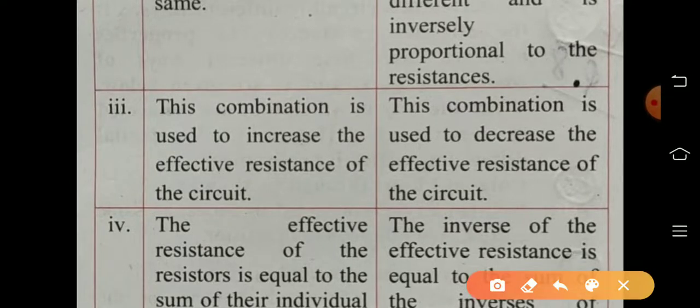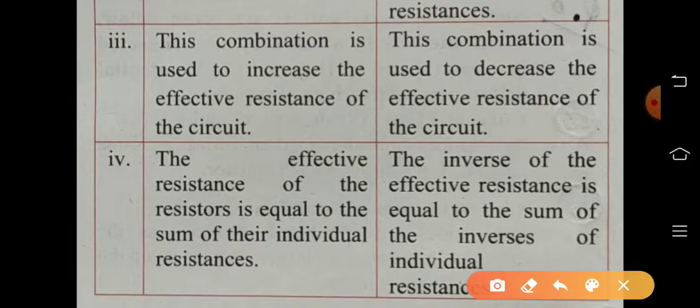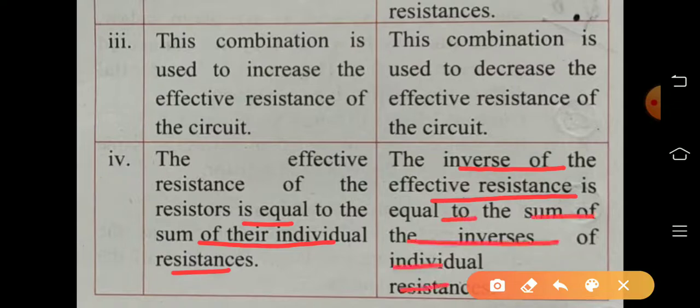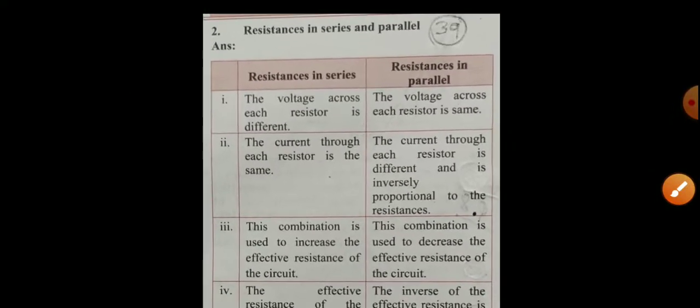Third point is given: what is the use of this combination? In series, to increase the effective resistance of the circuit, and here on the right hand side, to decrease the effective resistance of the circuit. Fourth point: the effective resistance of resistors in series is equal to the sum of their individual resistances, and on the right hand side the inverse of the effective resistance, meaning total resistance, is equal to the sum of the inverses of individual resistances. So you write any characteristics here in this distinguish.